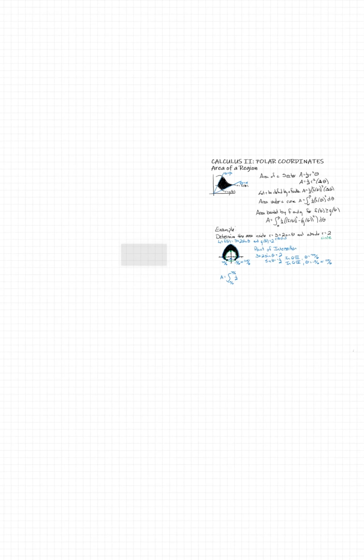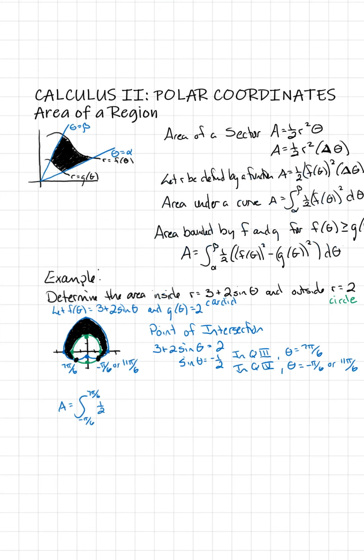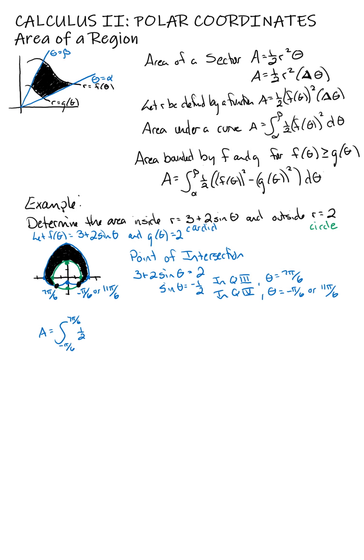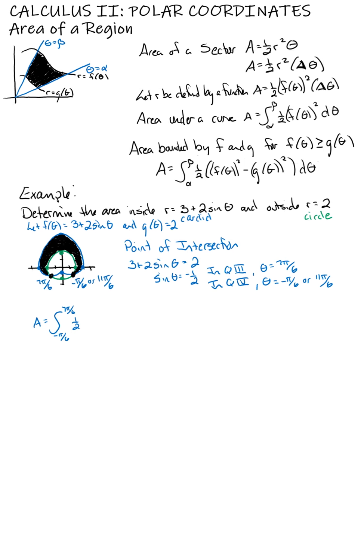Okay, there we go. All right, so we are going to take 1/2 times the larger function, that's (3 plus 2 sine theta) quantity squared, minus the smaller function, the g function, that's 2 squared. And then, of course, we've got our differential d theta there in the back.